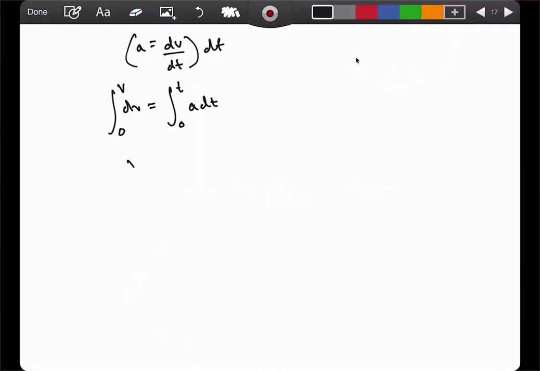So my left-hand side is simply going to be v, because the integral of dv is v, evaluated from 0 to v, which is v. So this guy's going to be equal to k over m, integral from 0 to t, t e to the minus alpha t dt.